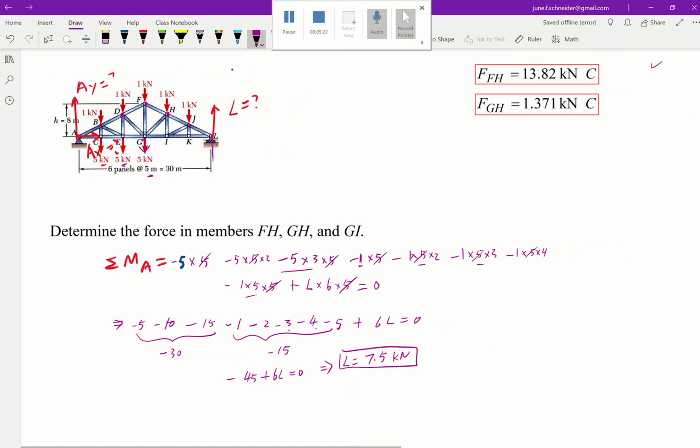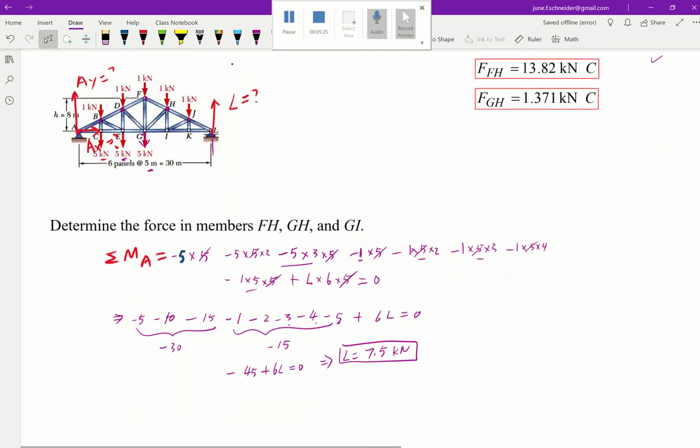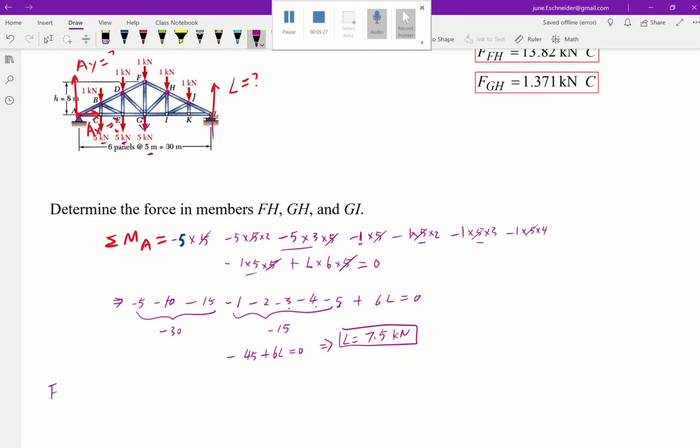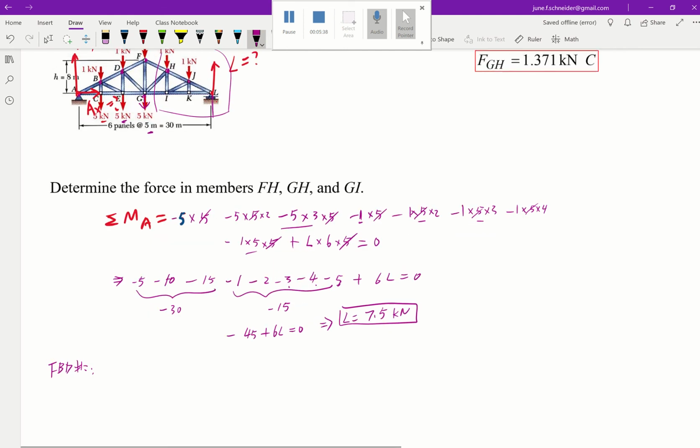Now we're going to go to our step 2, which is our FBD number 2. Remember we said we're going to just cut over here, and we're going to look at the right section. So first of all, I'm going to draw the sections that are not being cut. They're intact. Make that shorter.